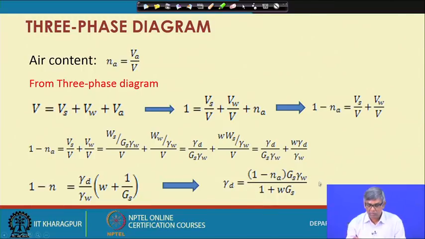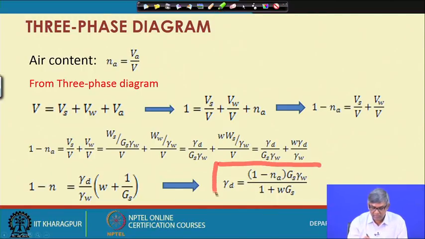And further, this is the relationship for gamma D: gamma D equals 1 minus Na, that means air content, 1 minus Na is air content, Gs that is specific gravity, gamma W that is unit weight of water, divided by 1 plus water content of the soil, Gs is the specific gravity of the soil. This is the expression for gamma dry.